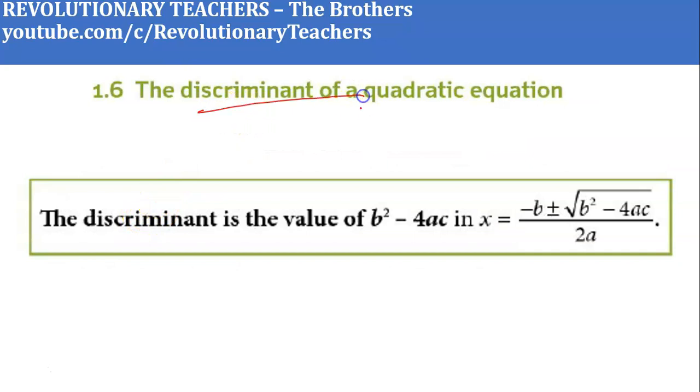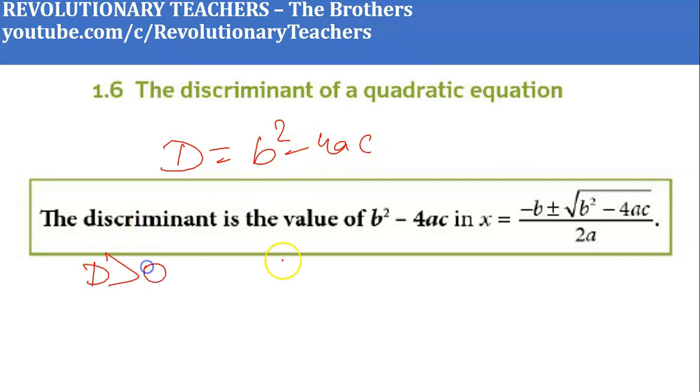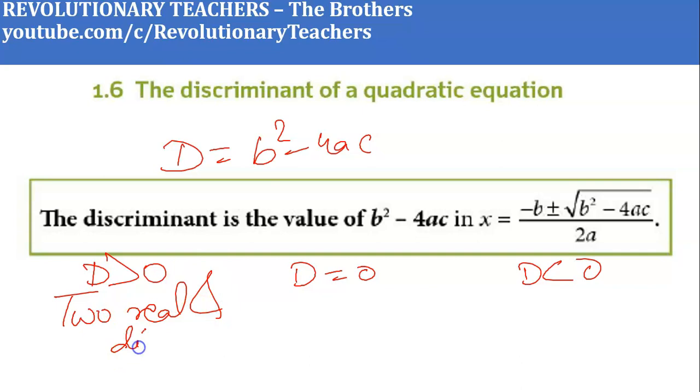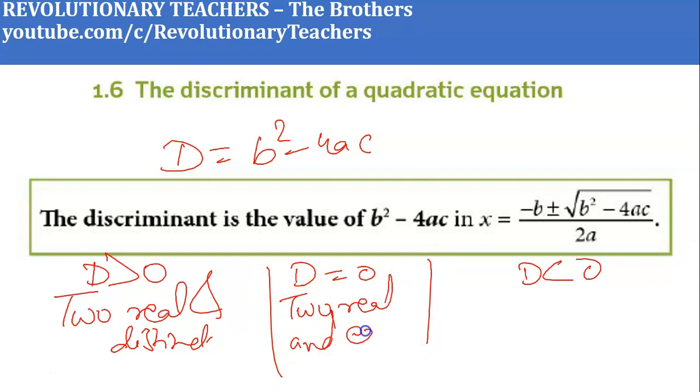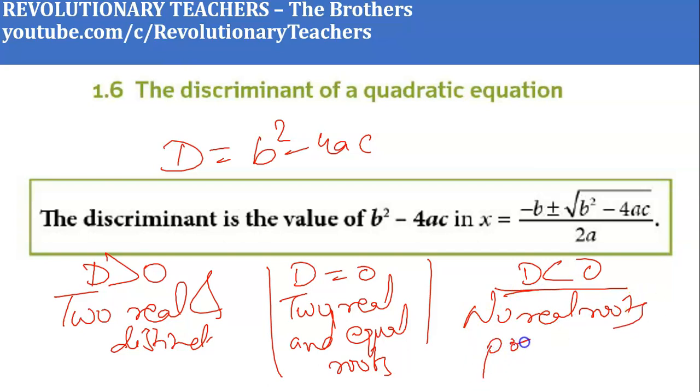Okay, now we will be talking about discriminant. What is discriminant? Discriminant equals b square minus 4ac. When D is greater than 0, when D is equal to 0, when D is less than 0. When D is greater than 0, you are going to have two real and distinct roots, two separate roots. When D equals 0, you are going to have two real and equal roots. When D is less than 0, no real roots are possible. Okay, children, very easy. I have taught you earlier.